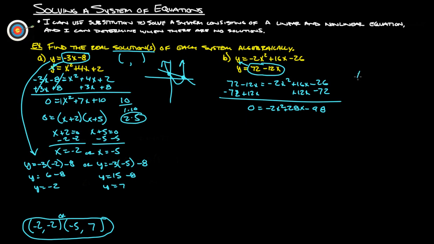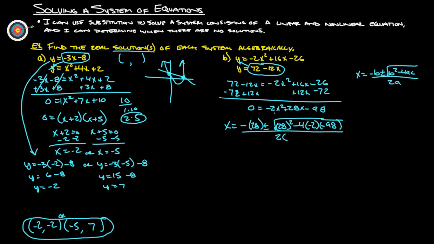So our quadratic formula: negative b plus or minus the square root of b squared minus 4ac, all over 2a. So in this case, we get x equals negative 28 plus or minus the square root of 28 squared, yikes, minus 4 times a, which is negative 2, times c, which is negative 98. This is going to be a big one. All over 2 times a, which is negative 2. So you can see why it would be beneficial to go through and factor some of these, but it's okay. We can do it this way too.